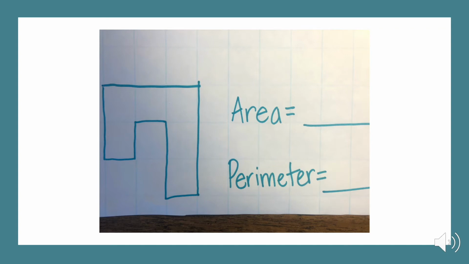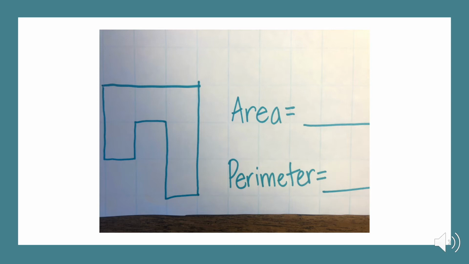Okay, this is not a rectangle. This is not a square. This is an unusual shape. I gave this to you as a challenge. So I want you to remember what area is. What is area? Use that understanding to try to figure out the answer.